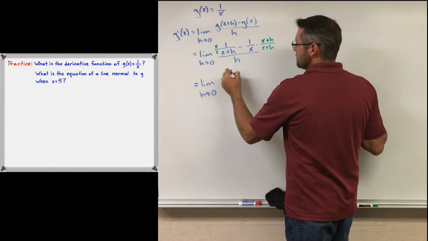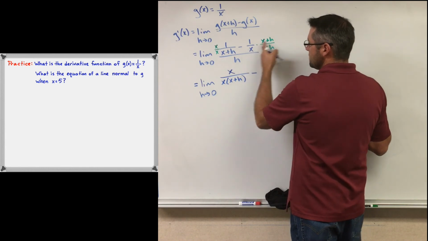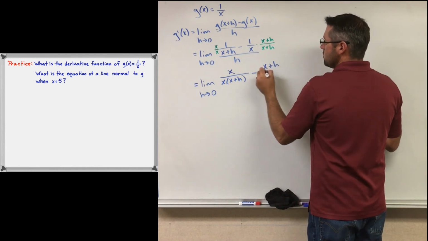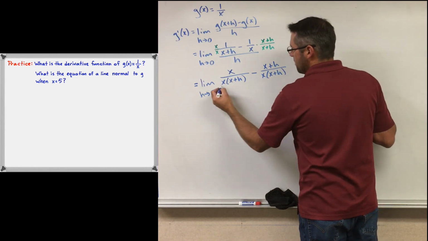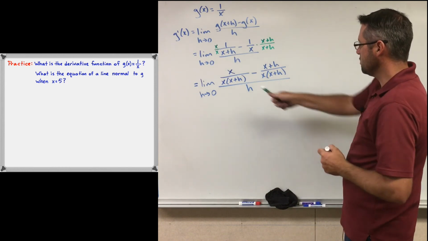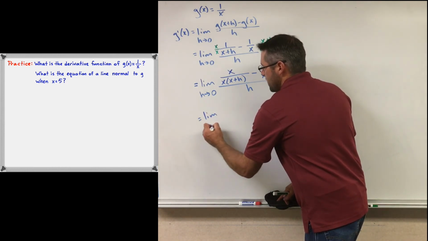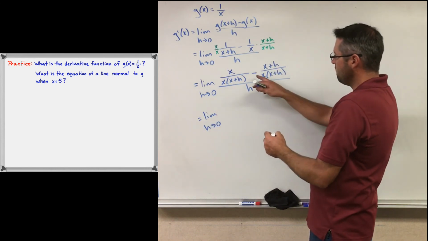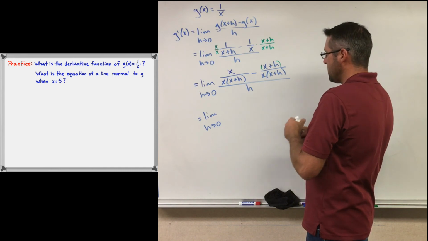So we got x on top there over x times x plus h, minus x plus h over x times x plus h. And you could simplify all that out, but I'm going to leave it like that, all over h. Okay? Now, since those have a common denominator, we can put those together. So that's the limit as h approaches 0 of, when I subtract that, remember, this is in parentheses, so we have to distribute that negative.